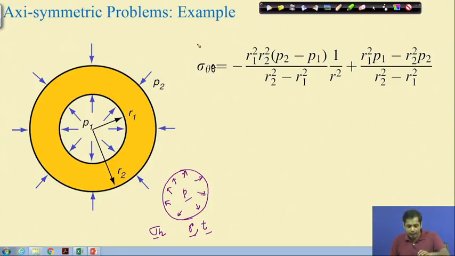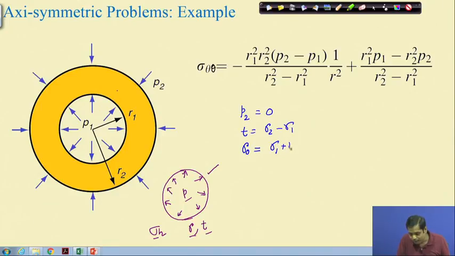Now, if I consider this problem as a limiting case of this problem, then what happens? Then we have P2 equal to 0, and we also have T equal to R2 minus R1. Since T is very small, it is a thin wall vessel, so R1 and R2 are also very close to each other, and therefore the average R0, equal to R1 plus R2 divided by 2, is R here.